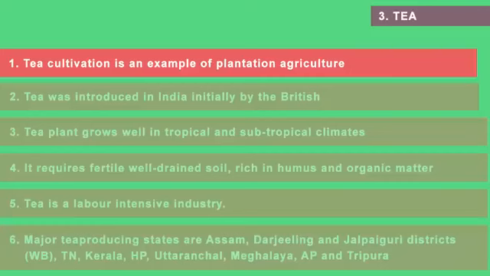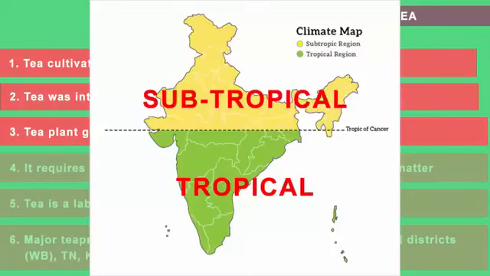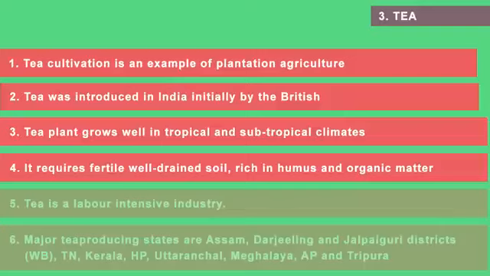So the next type of food crop is an example of plantation agriculture. So we are talking about tea. The British introduced tea first in India, remember that. But of course today most of the tea plantations are owned by Indians. Now the tea plants grow well in both tropical as well as subtropical climates. But you need a deep and fertile soil rich in humus and organic matter.